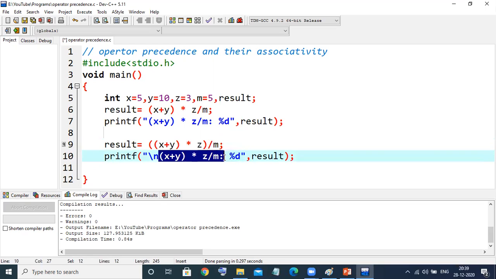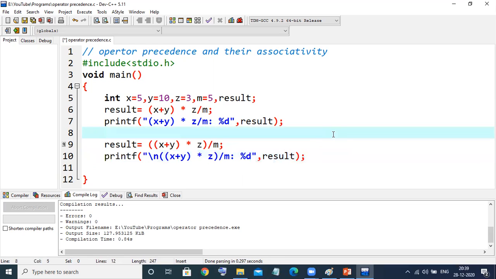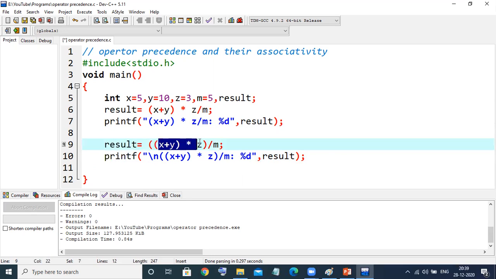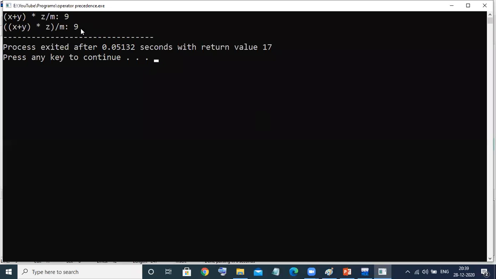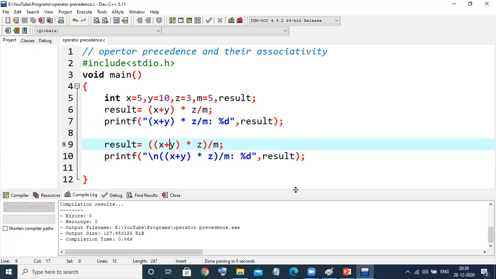What would be the result? The result would be the same, because this is a bracket. Once it enters this expression and sees one more bracket, the bracket will be evaluated first. Then it will be multiplied with this and divided by 5. So the result should be the same, right? The result is the same. Now we come to the third part.